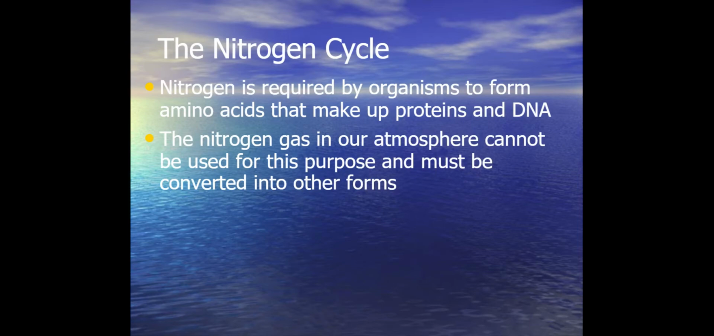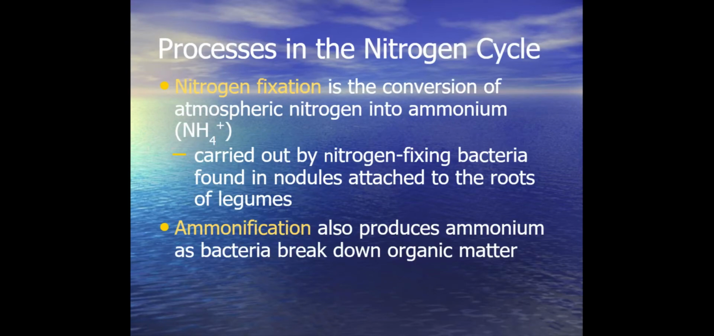So the next cycle, the nitrogen cycle, is required by organisms so that we can get amino acids that make up our proteins that our bodies use, as well as our DNA. Nitrogen gas in our atmosphere can't be used for this purpose, so it has to be converted into forms that we can actually use to get these proteins. We either have nitrogen fixation or ammonification.